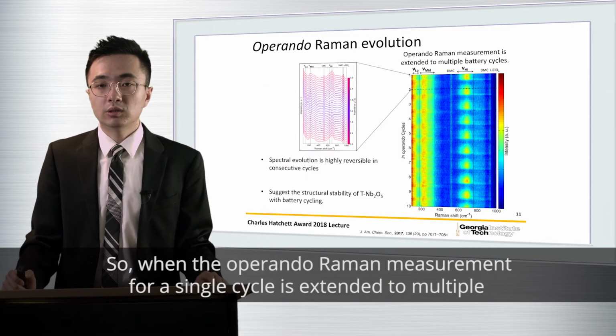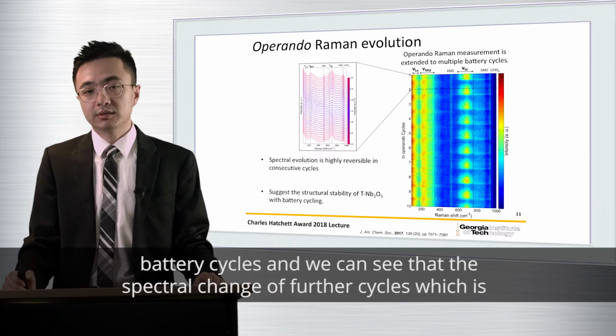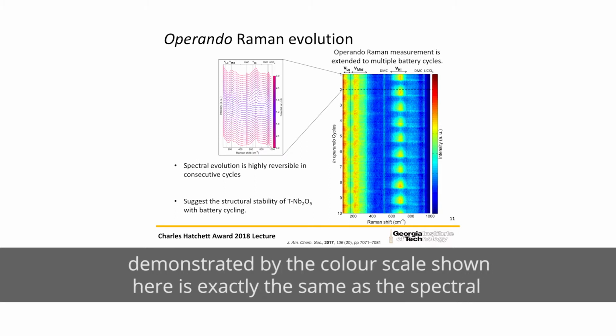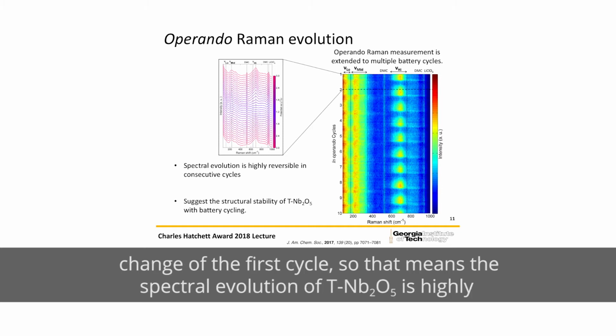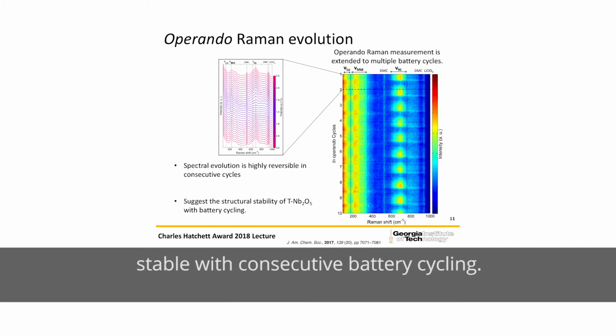So when the operando Raman measurement for a single cycle is extended to multiple battery cycles, we can see that the spectral change of further cycles, which is demonstrated by the color scale showing here, is exactly the same as the spectral change of the first cycle. So that means the spectral evolution of T-niobium oxide is highly reversible in consecutive cycles. And this suggests that the structure of T-niobium oxide is highly stable with consecutive battery cycling.